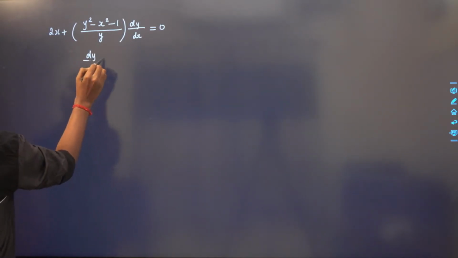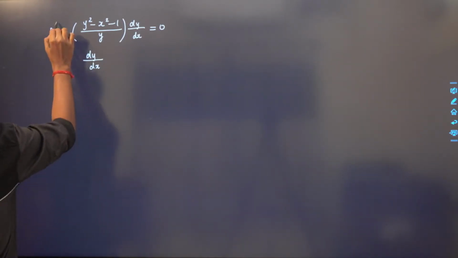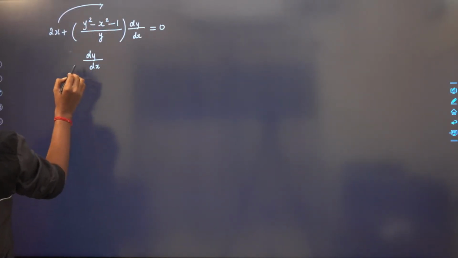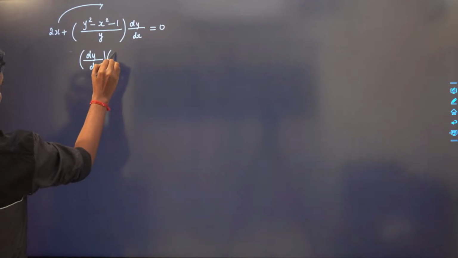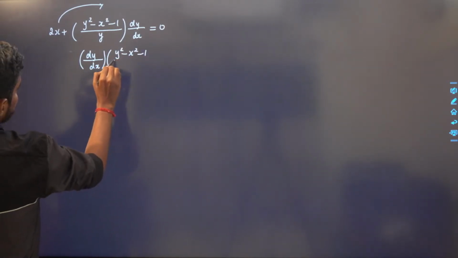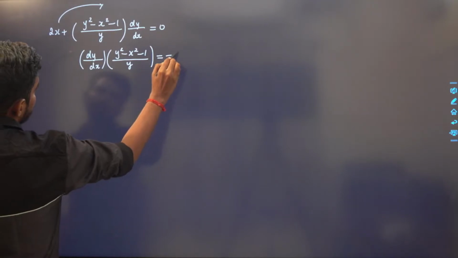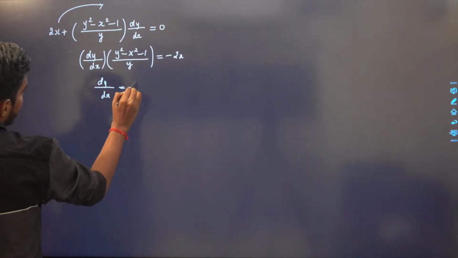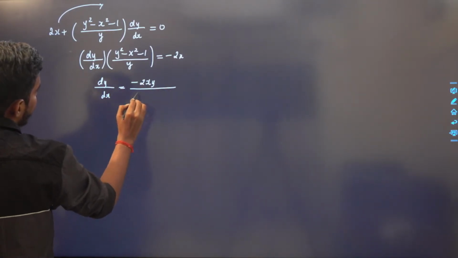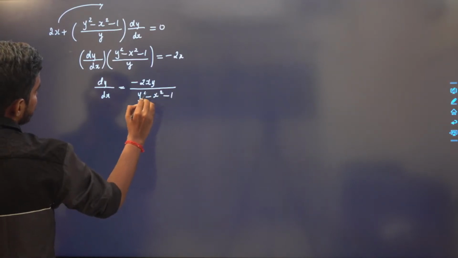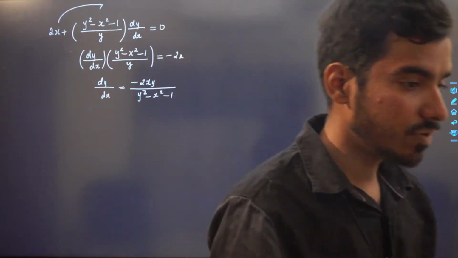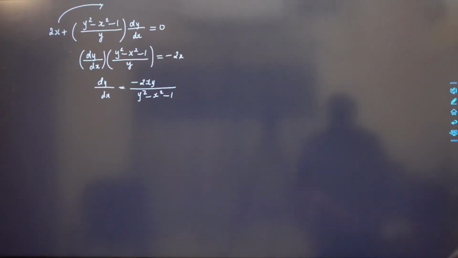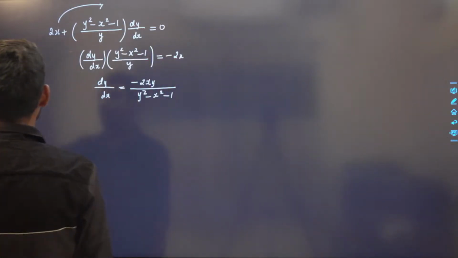Let us take this term to that side, minus 2x. So we have dy by dx to be equal to minus 2xy divided by y square minus x square minus 1, right? So we are done with the first step. The first step is we need to differentiate with respect to x, and then we need to eliminate the parameter, and then we have simplified this.